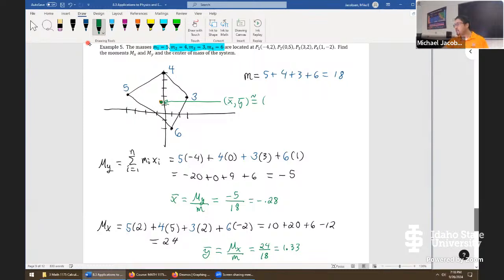It's at approximately (-0.28, 1.33) for the center of mass. Well, we did it, folks. That's what this looks like in the 2-dimensional case. Any questions at the moment?